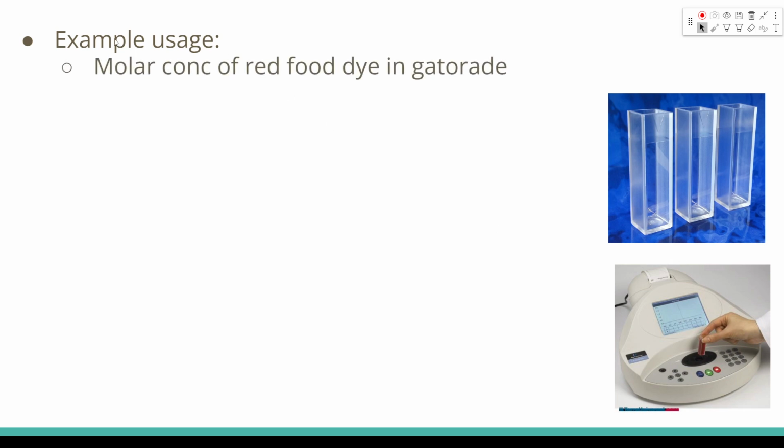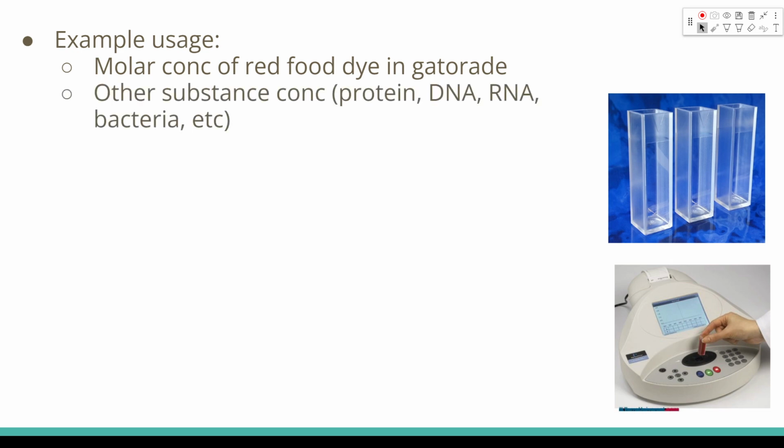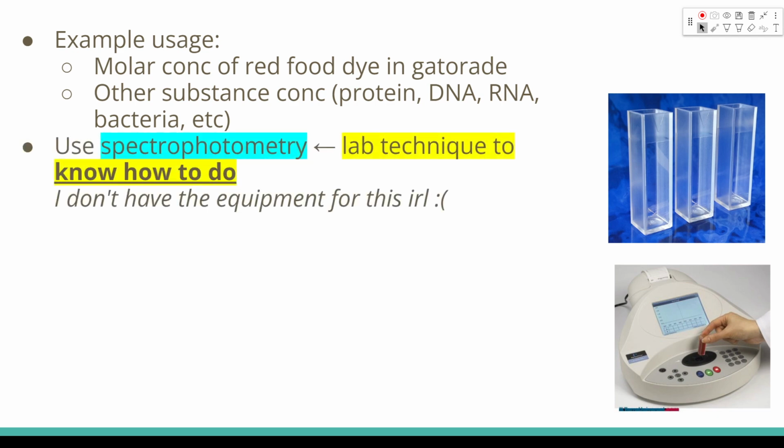So, first, an example of what we would even do this. We can find, for example, the color concentration of food dye in Gatorade. So if there was red in it, for example, I can find how concentrated that is in Gatorade. Another thing is finding the concentration of other compounds, depending on what compounds I'm looking for. So if I have a solution that has a whole bunch of protein or a whole bunch of DNA or bacteria or whatever, I can find out that concentration amount in that solution. So we have this spectrophotometry device that you can see in the lower right. And so you need to know how to do it.